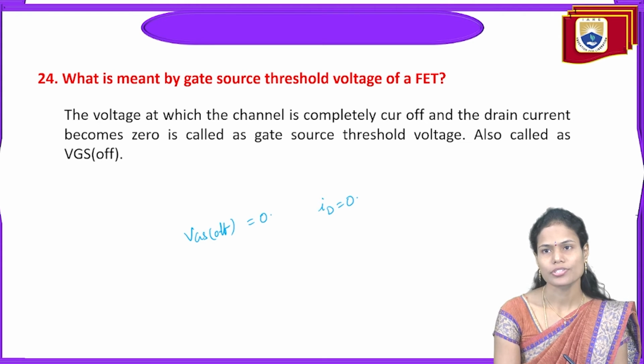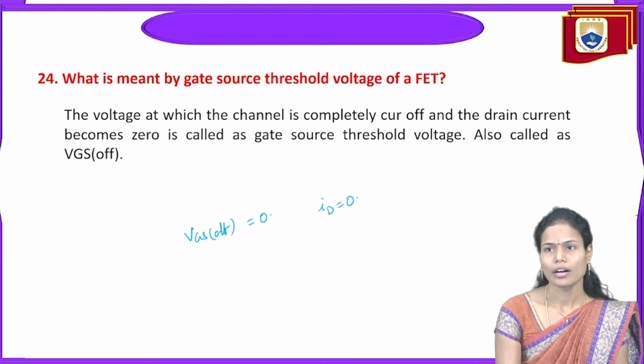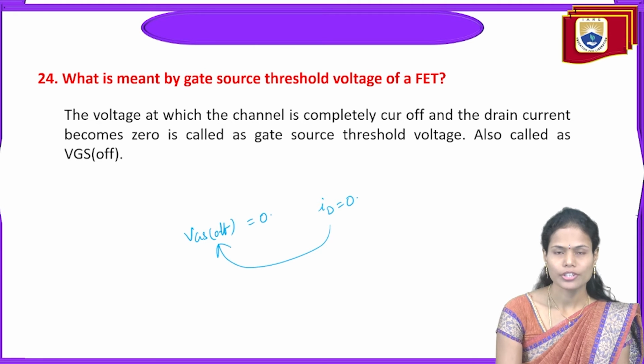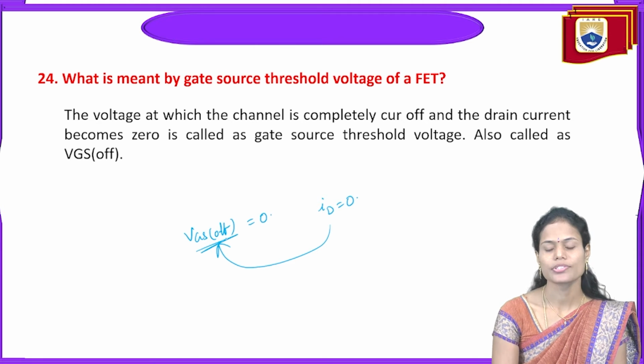So at that instant, the voltage of the gate to source we call the VGS off, or gate source threshold voltage of a FET.